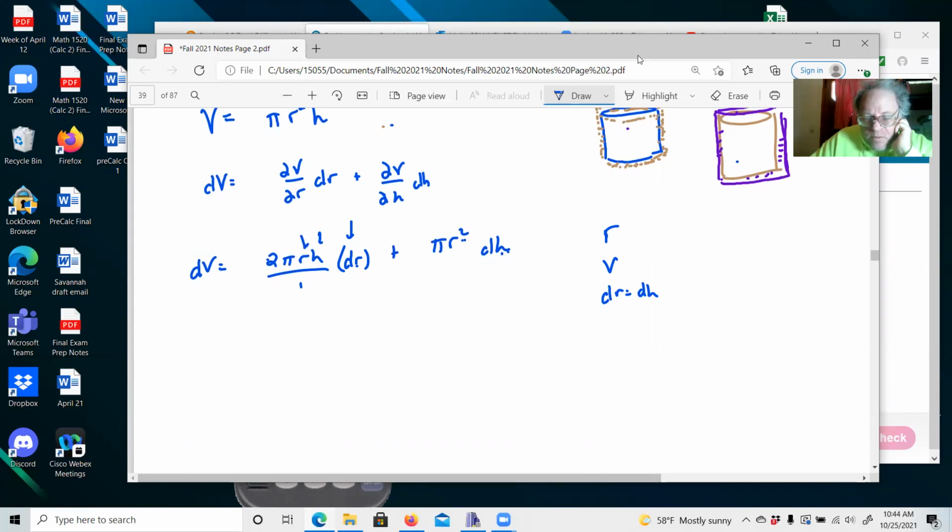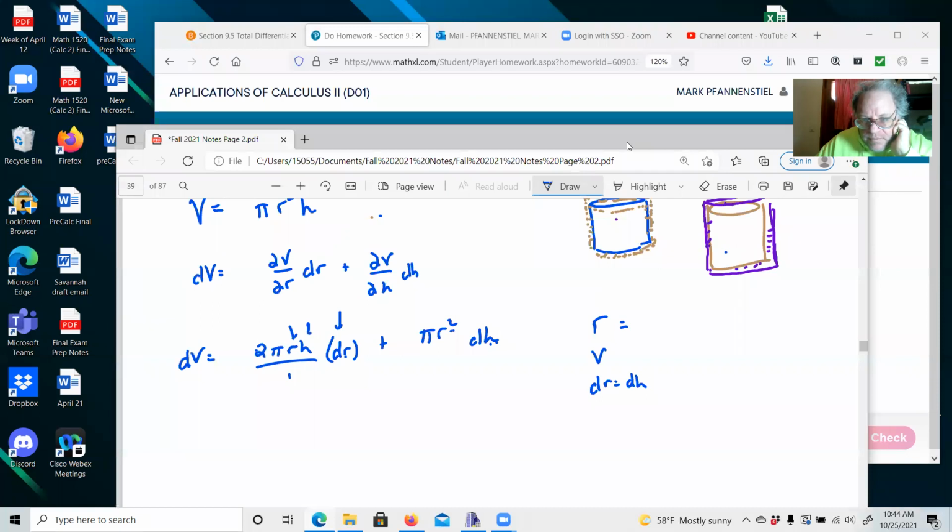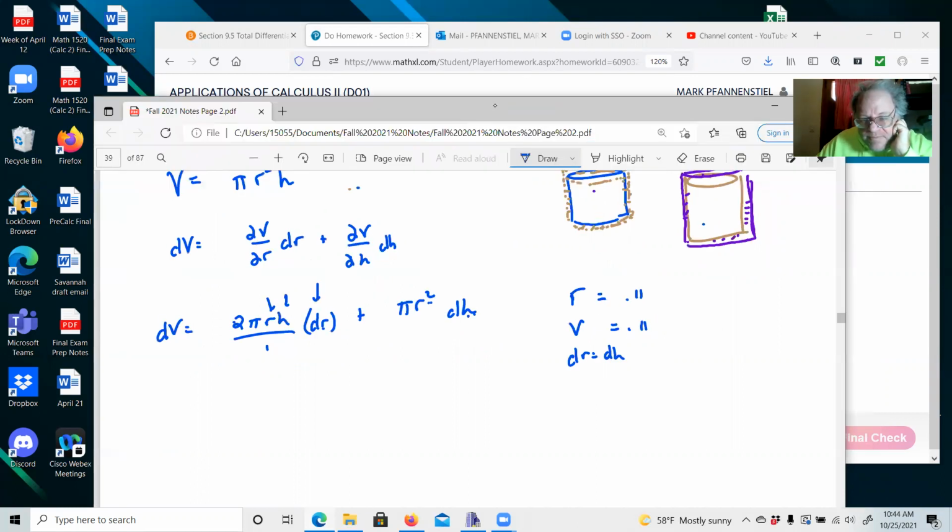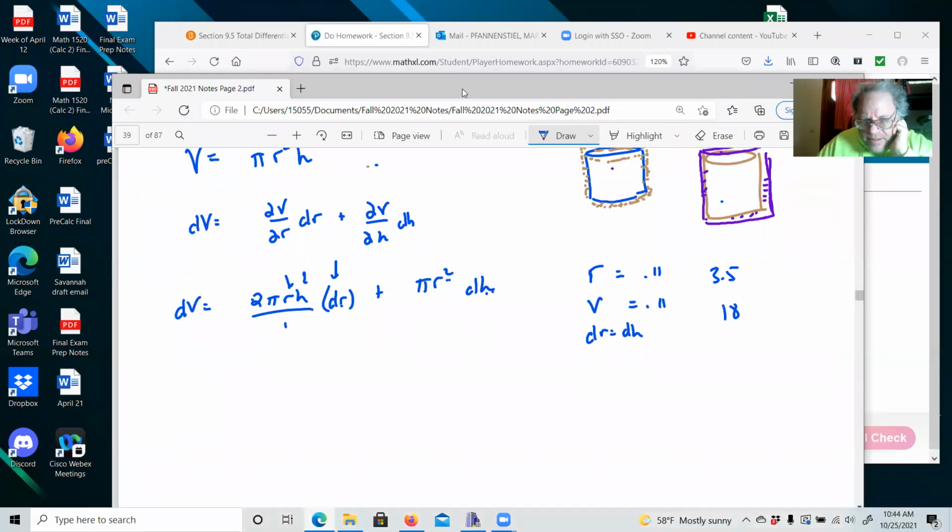So what do we have? We have 0.11. Okay, so what were our values? Our radius was 3.5, and our height was 18. There we go, 18. All right, and then we're just going to go plug this stuff in.